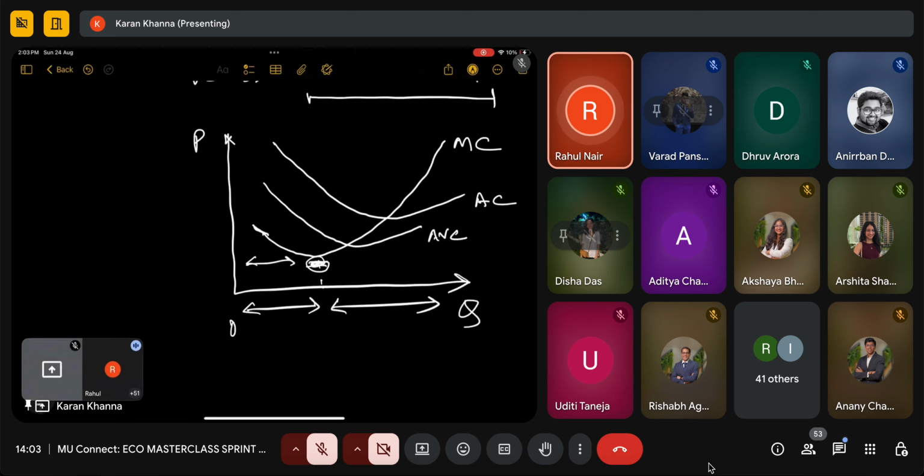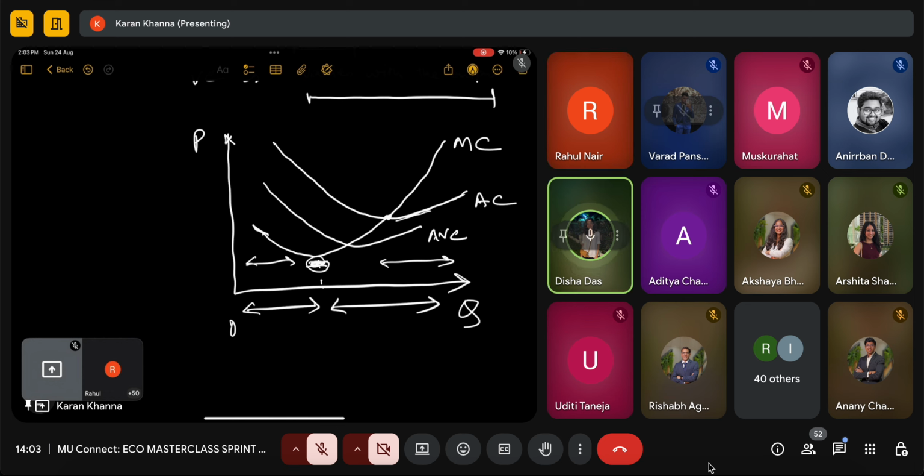So, an important observation in this particular graph is that if you look at this particular point, this is the point where the marginal cost curve is equal to the average cost curve. And what happens after this? After this particular point, the average cost curve actually increases, right? So the average cost curve decreases when the marginal cost curve is below the average cost curve. The average cost curve increases when the marginal cost curve is above the average cost curve.